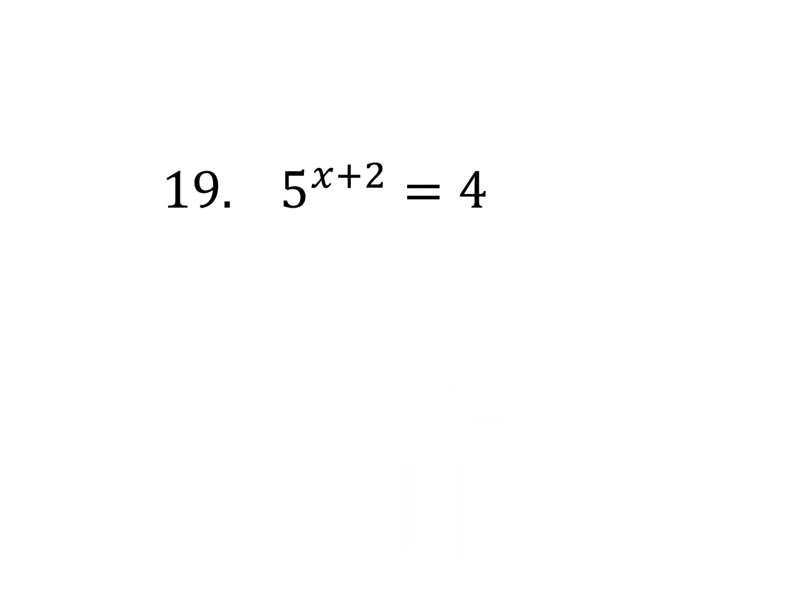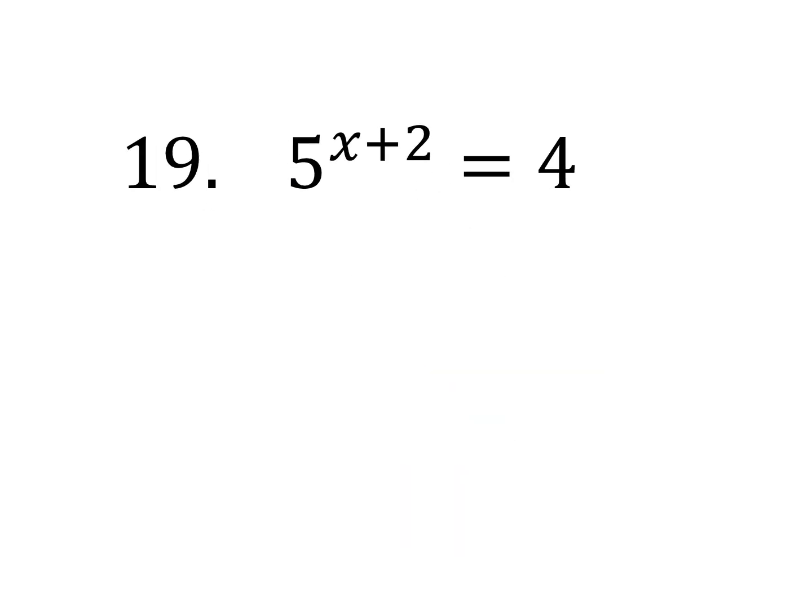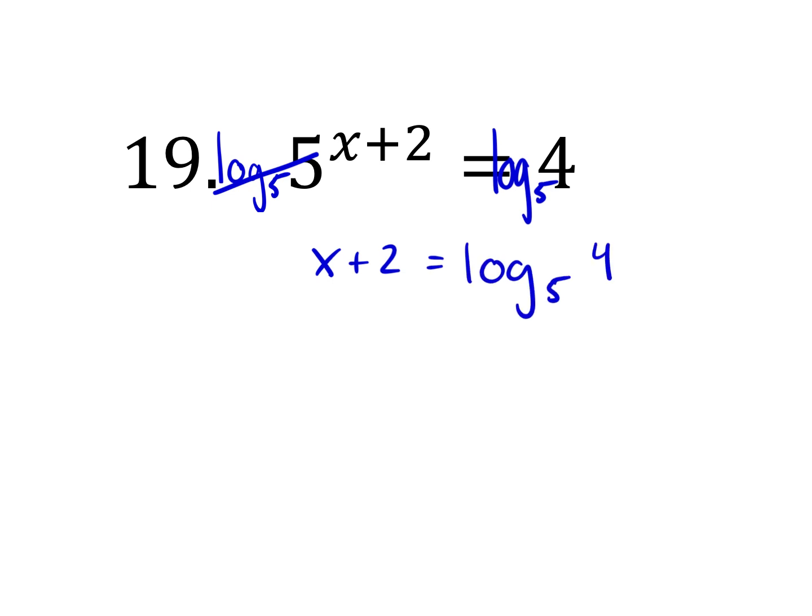What should we do first for 19? Log base 5. Awesome. Since we have an exponential question, we're going to use logs to help us solve. So log base 5 of both sides. So log base 5 of 5 will cancel. We have x plus 2 equals log base 5 of 4. So x plus 2 equals log of 4 over log of 5. Remember, the base goes on the bottom. So in my calculator, I'm going to do log of 4, close the parentheses, divided by log of 5.